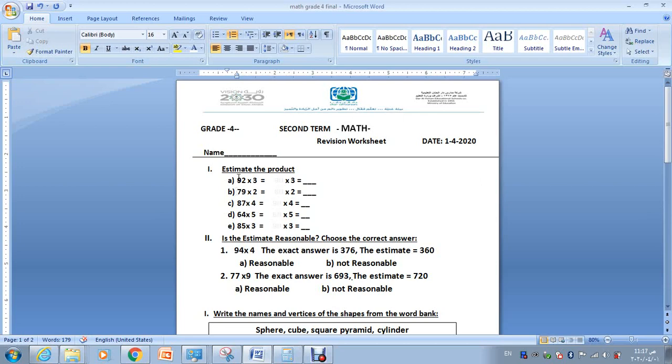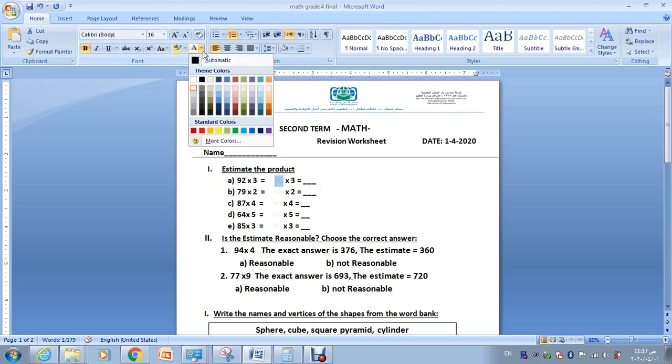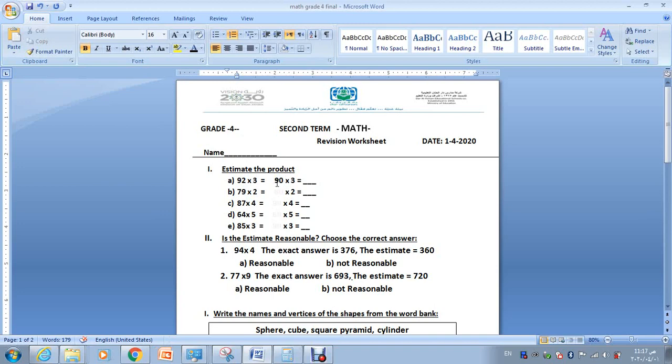The first question asks you to estimate the product 92 multiplied by 3. We will look for 92. 2 is team down, so it will round the 92 into 90. So we have to write here 90. So 90 times 3 equals 270. How did I know? 9 times 3 equals 27, and the 0 will go down.